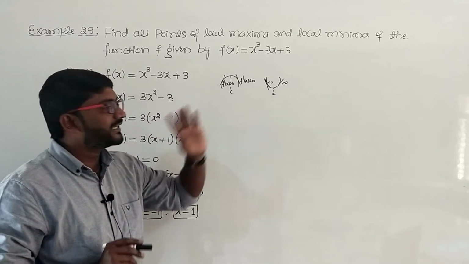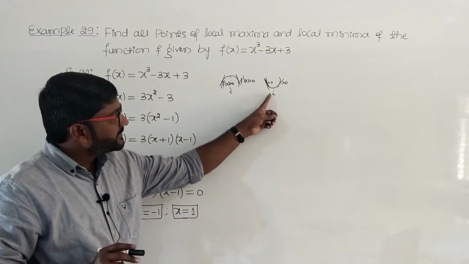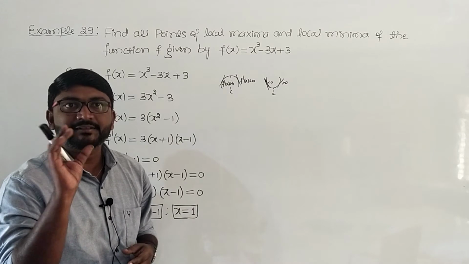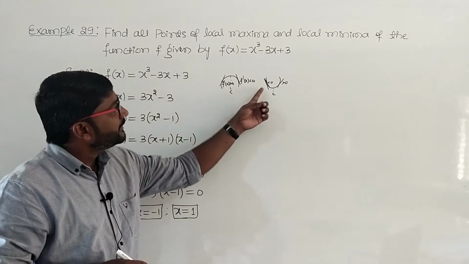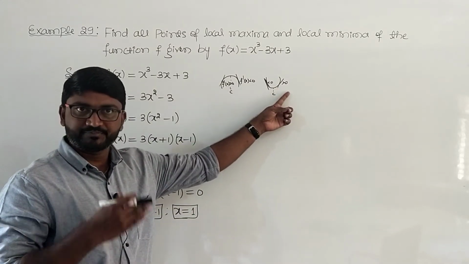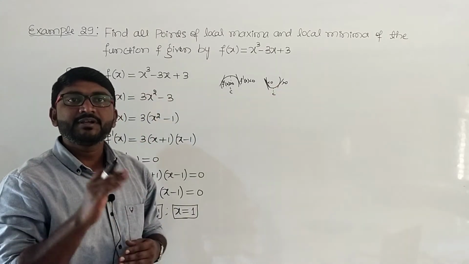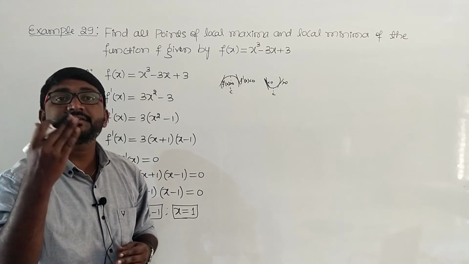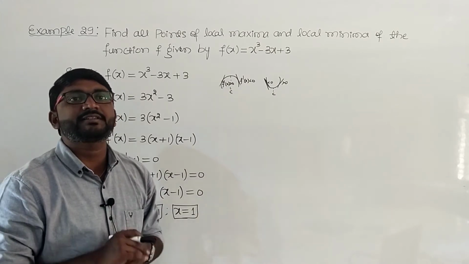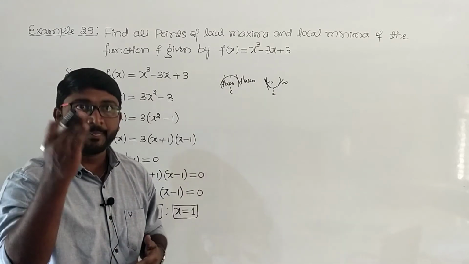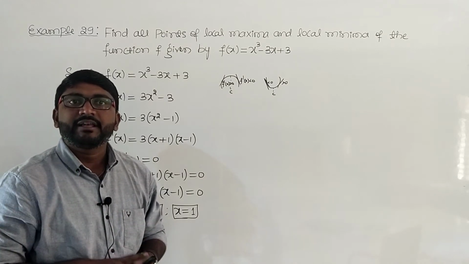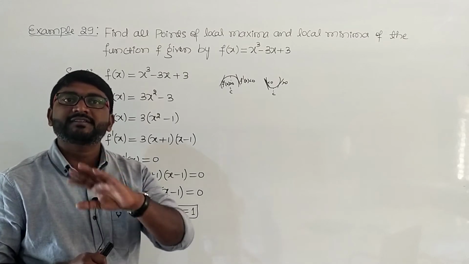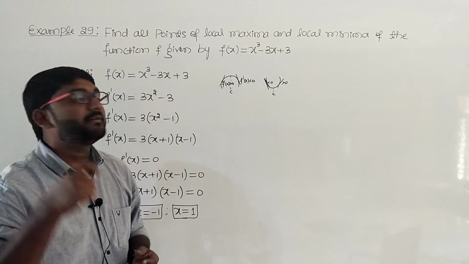Then the second one. To the left of C it is less than 0, to the right of C it is greater than 0. That means if f dash of x changes sign from negative to positive as x increases through C, then C is a point of local minima. In case f dash of x does not change sign as x increases through C, then it is neither a point of local maxima nor a point of local minima. In fact, such a point is a point of inflection.